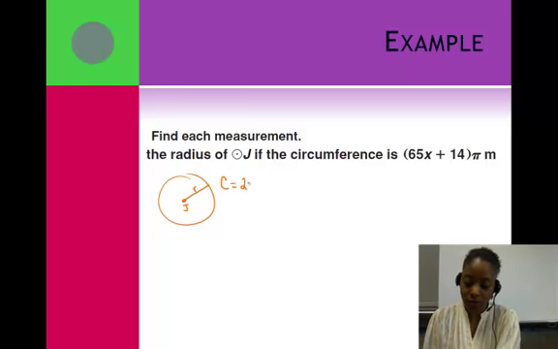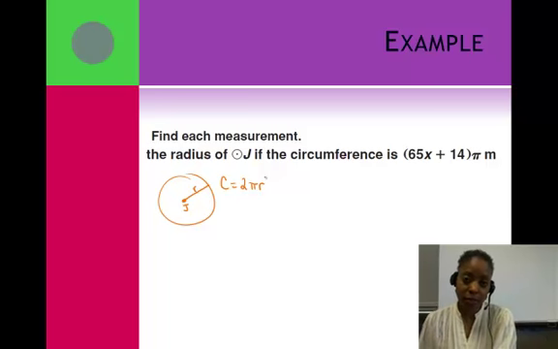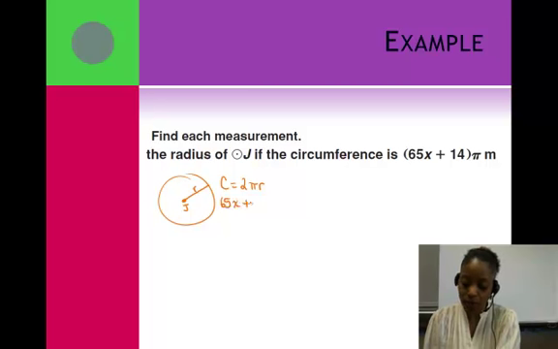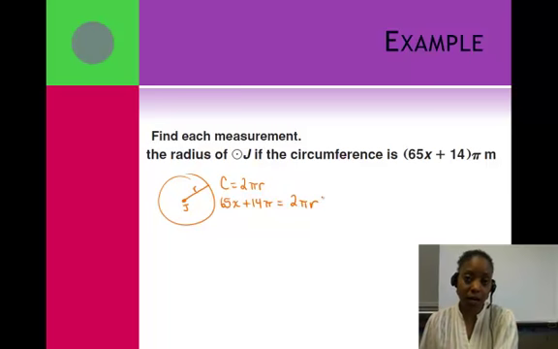So we know that the circumference of a circle is 2 pi r. I'm using 2 pi r instead of pi d because they asked me to find the radius. So I'm going to substitute in what I know. I know that the circumference is 65x plus 14 pi, and that's equal to 2 pi r.